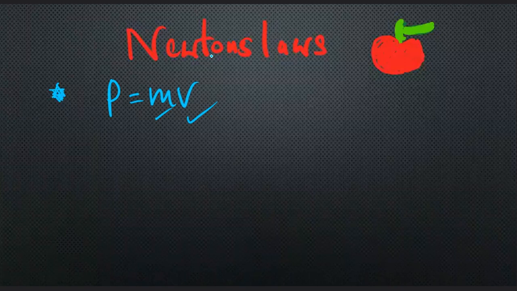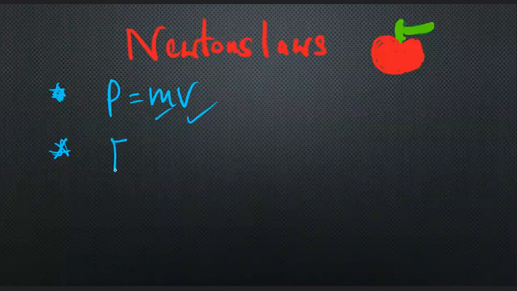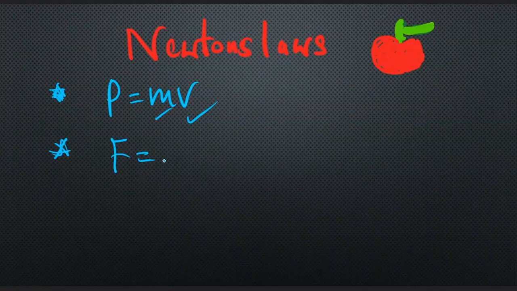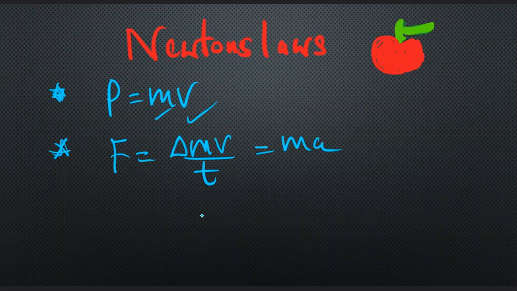Newton's laws. Under Newton's laws we have few equations. The first equation we can use as P equals mv. This is momentum, mass into velocity. Second equation that comes from Newton's second law, the force applied on an object when it is moving, force is proportional to or is equal to rate of change in momentum, right? So we can write this as even F equals ma.